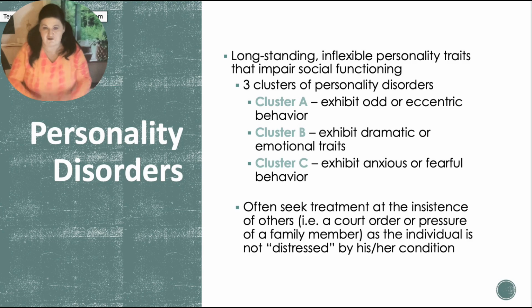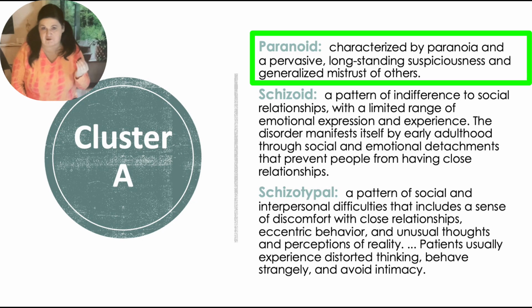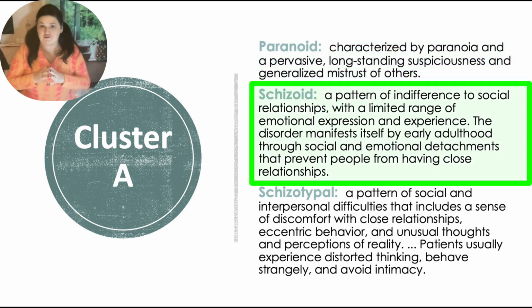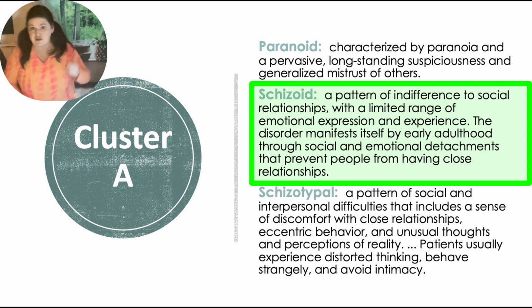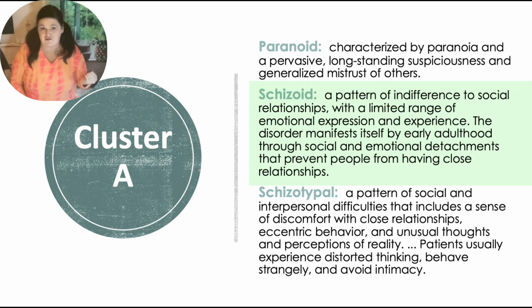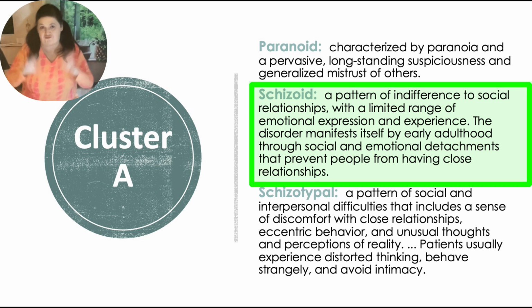So cluster A, okay, there are 3 types underneath cluster A. So paranoid is characterized by paranoia with a pervasive, meaning you can't get rid of it, long-standing suspiciousness and generalized mistrust of others, right? And so they're always kind of looking over their shoulder and accusing other people of kind of having it out for them. Schizoid is a pattern of an indifference to social relationships with limited range of emotional expression and experience. They don't really fluctuate in their emotions at all. And really, they struggle because it's not any big deal to them. They just don't have social relationships.